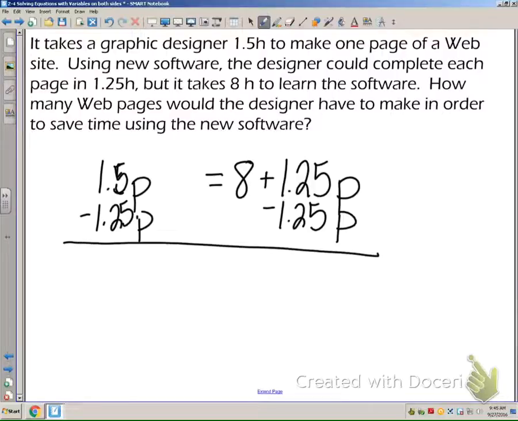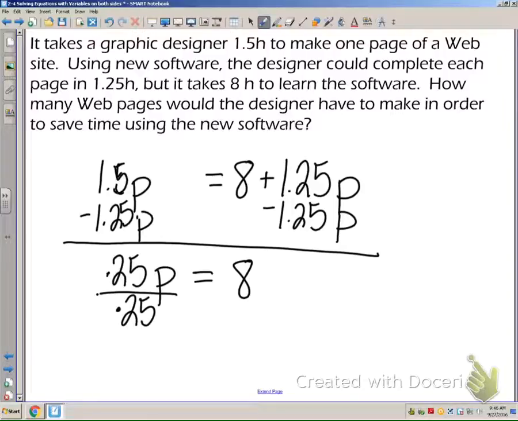I like to think of this in money, because 50 cents subtract 25 cents is obviously 25 cents. Makes it a little bit easier than saying 0.5 minus 0.25, if you think in terms of money. Okay, so 0.25P equals the 8 hours that it's going to take him to learn the software. So now what I need to do is get the P all by itself. So I'm going to divide both sides by 0.25.